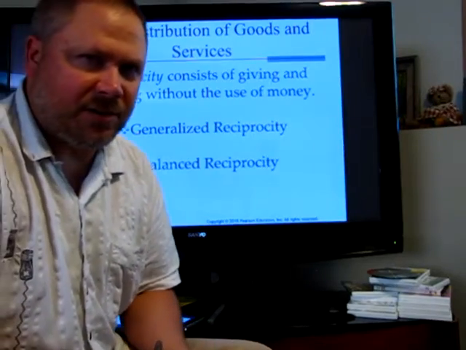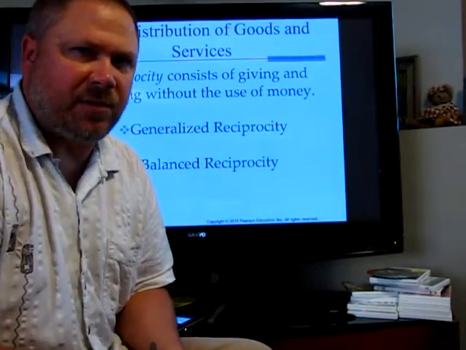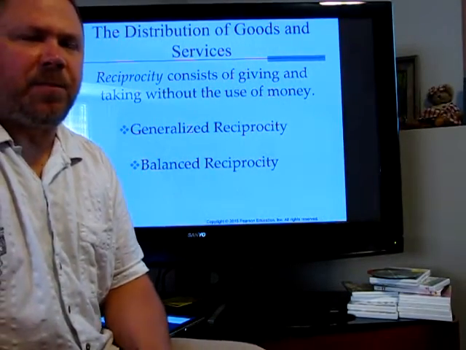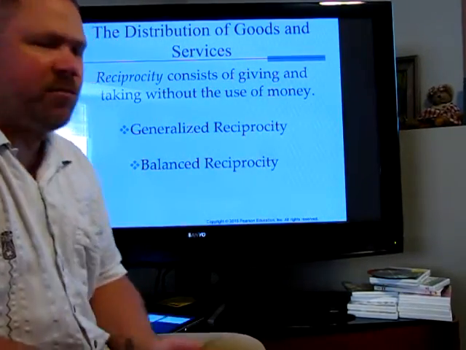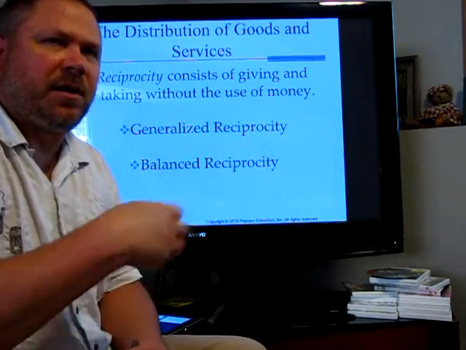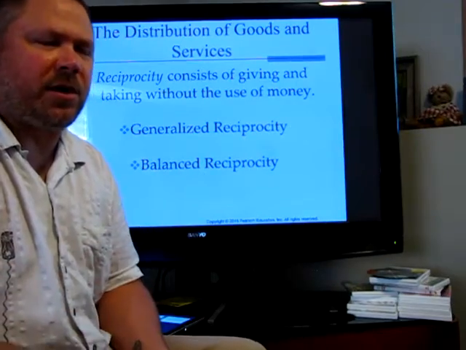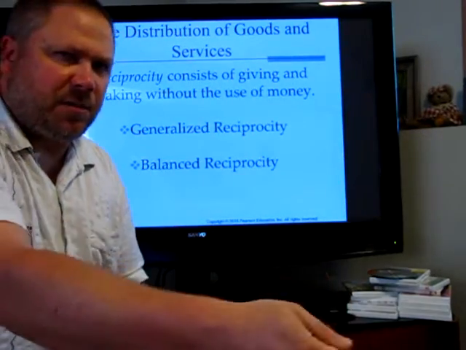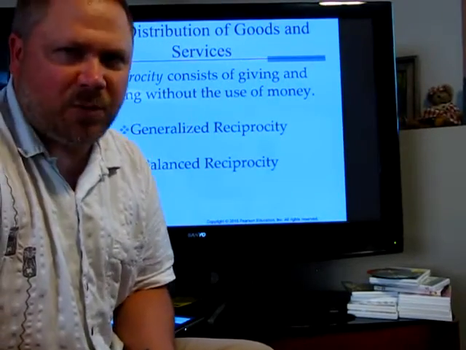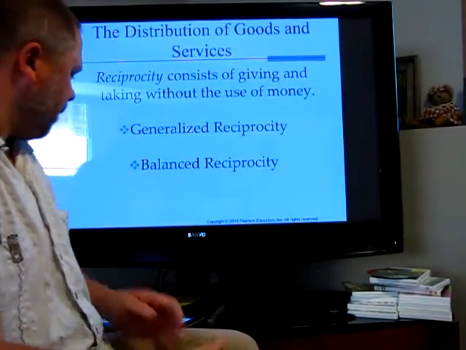But we do that in our society too, and it's usually, again, with people we're close to. With strangers, we tend to see more balanced reciprocity, where I give you something and then you give me something of the same value right away. So in our culture, it would be, I'll give you this money, you give me the camera or the phone or watch or whatever it might be.